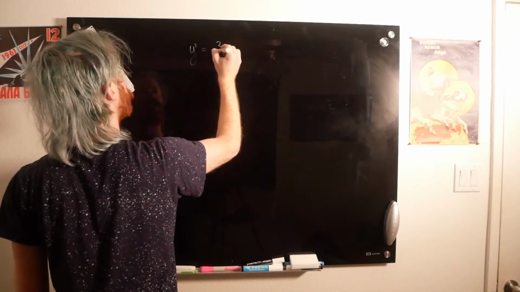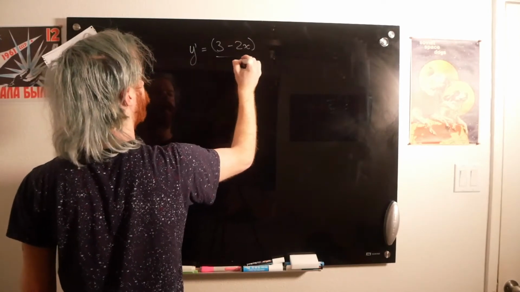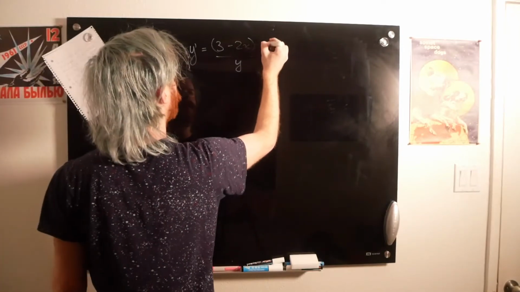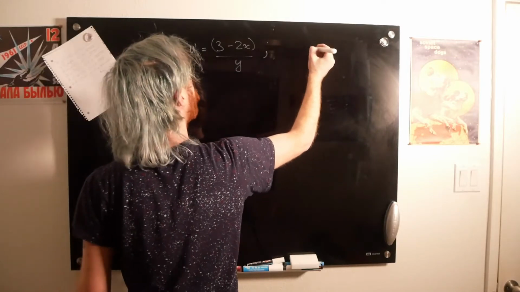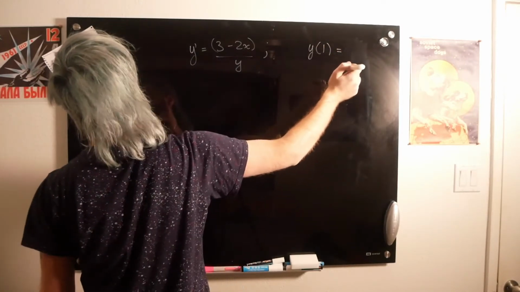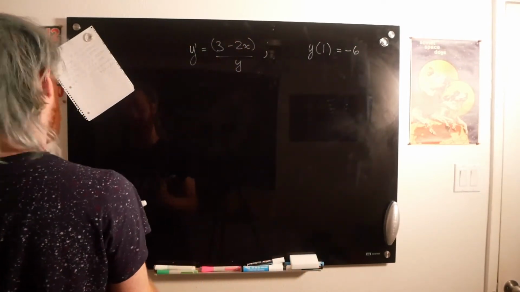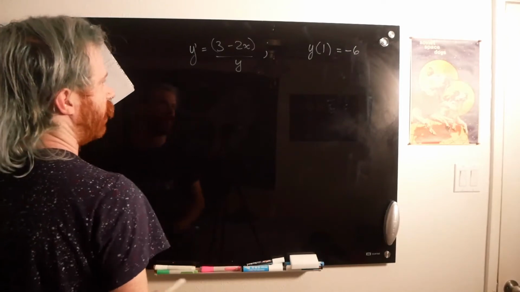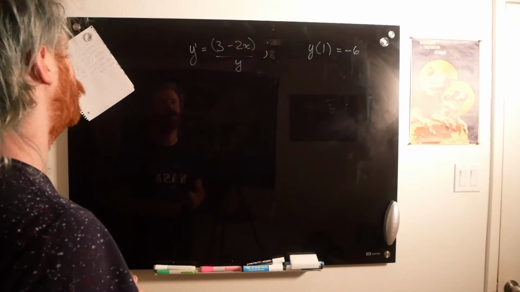Y prime equals 3 minus 2x over y, with our initial value being, that's a semicolon by the way, I know my handwriting's a little sloppy, y of 1 equals negative 6. So we're going to have to pay attention to this negative sign right here a little bit later. I'll show you what I'm talking about.